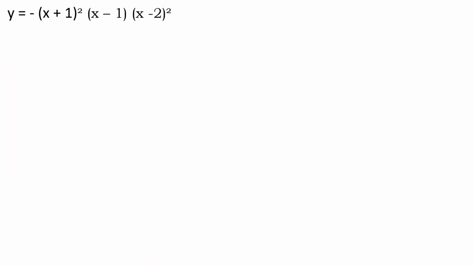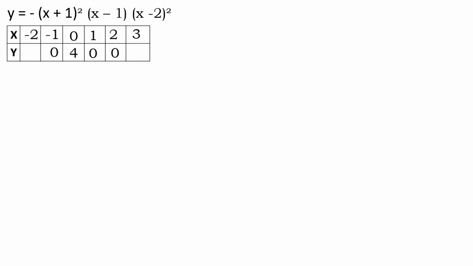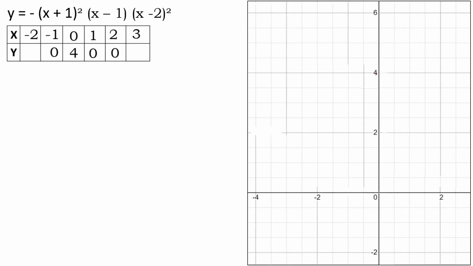Iga-graph na natin siya ngayon. Ito yung table of values niya. I-plot muna natin yung mga x-intercepts. X-axis, y-axis, negative 1, 0. I-plot natin, yan, dyan siya. Then (0, 4) sa y-axis, (1, 0) x-axis, (2, 0) x-axis.